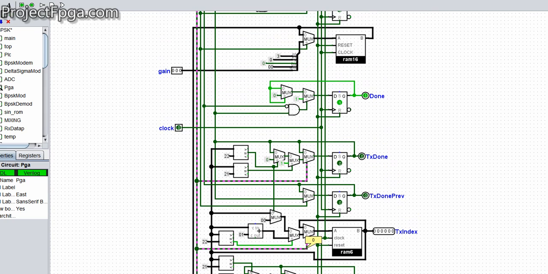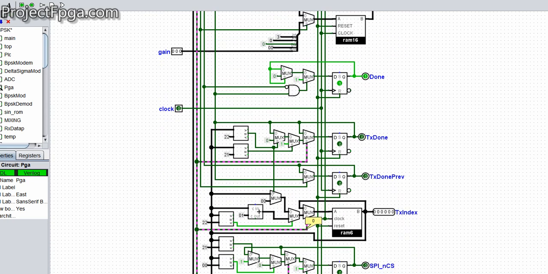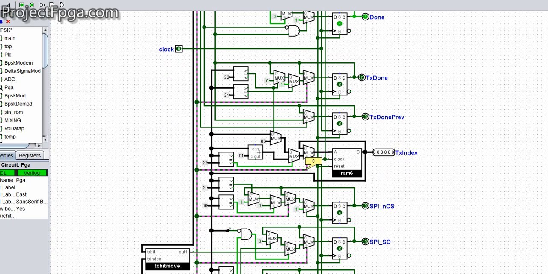Let me go up. So you can see the TX enable enables this TX index. Whenever the TX enable comes on, it enables the TX index, and that is how it counts. If it's less than 34, increment it. If it's greater than 34, reset it to 0. So it's actually a 0 to 34 bit counter. It counts only to 34 and starts afresh.